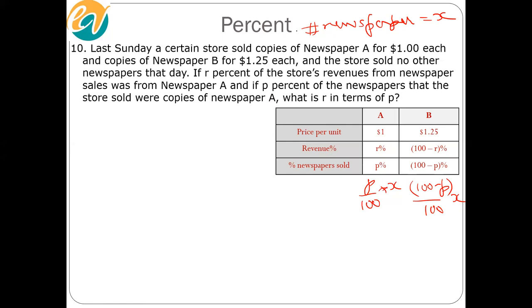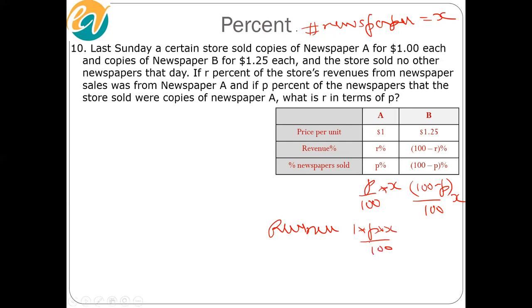Okay. Now, given this data, can you tell me what was the revenue that the store derived from the sale of newspaper A, in terms of dollars? How much revenue did the store derive from the sale of newspaper A? Obviously, it would be the number of copies of newspaper A sold into the price per copy, right? So the revenue that the store derived from the sale of newspaper A would be 1 into P into X upon 100.